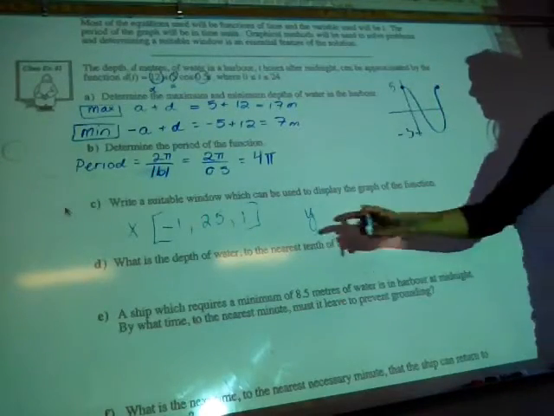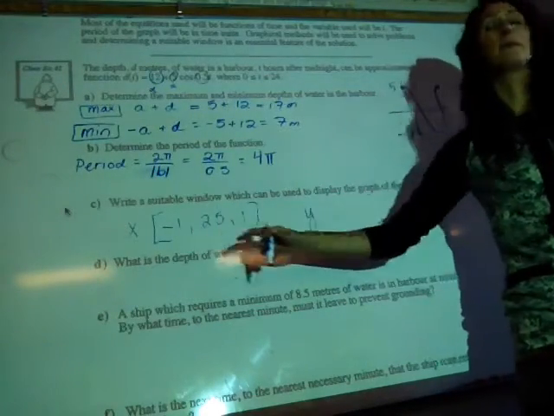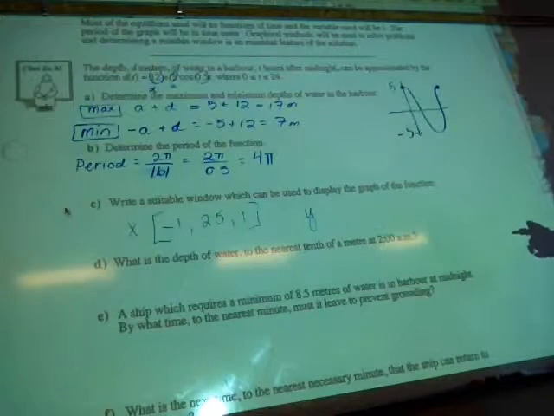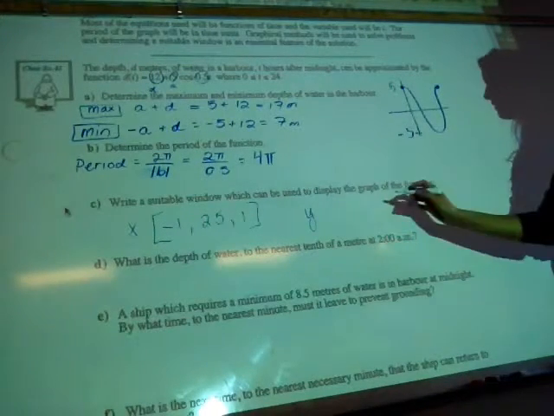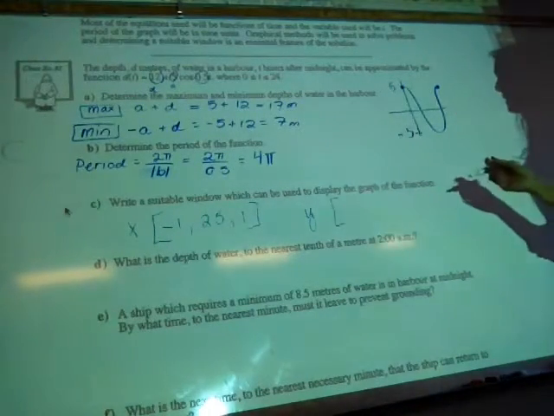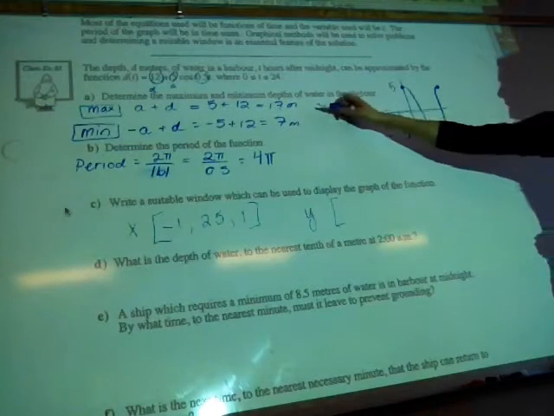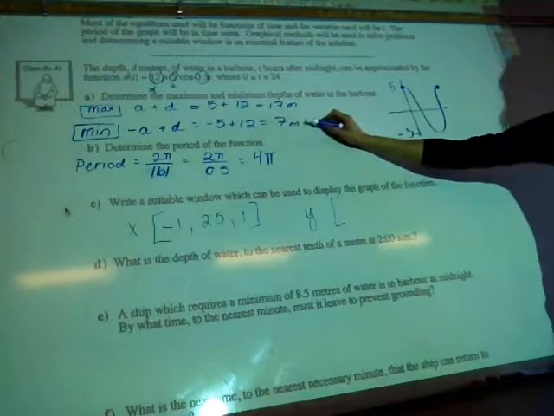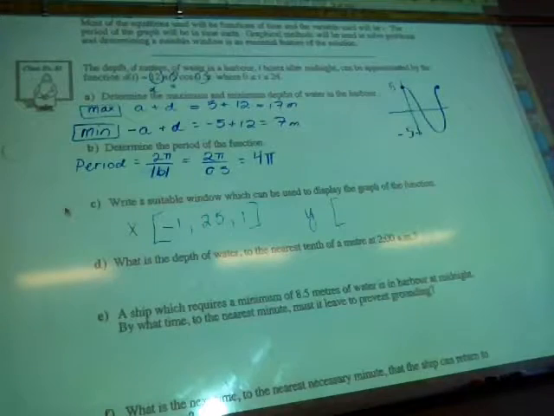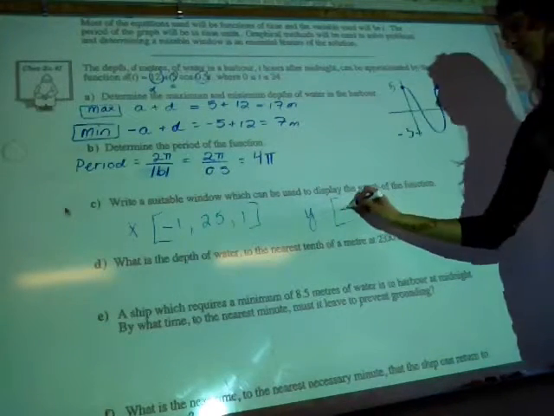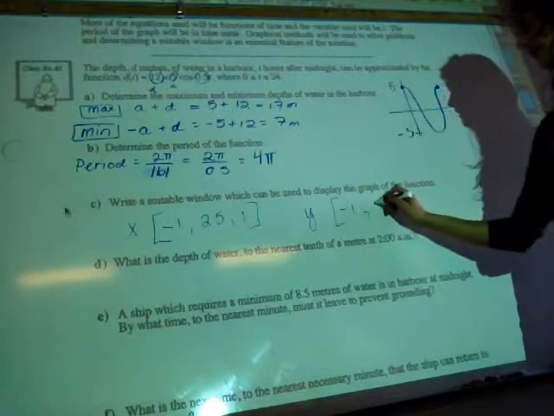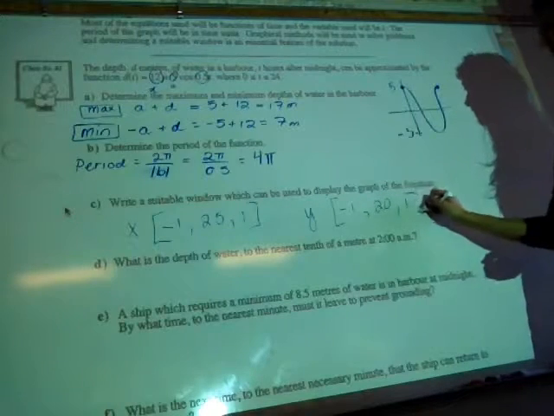X is going to be our time, and y is going to be the depth. So along our y-axis, we just have to consider our max and our min. The max is at 17, our min is at 7. Like I said, I always like to see the x and the y-axis, so I'm just going to go -1, and then up to 20, scale of 1.